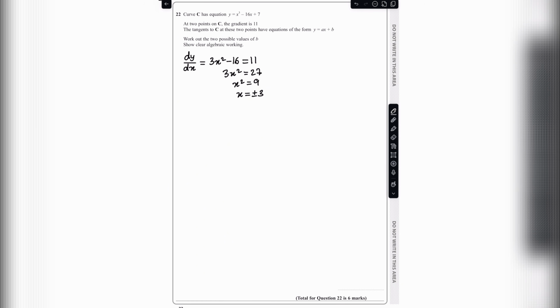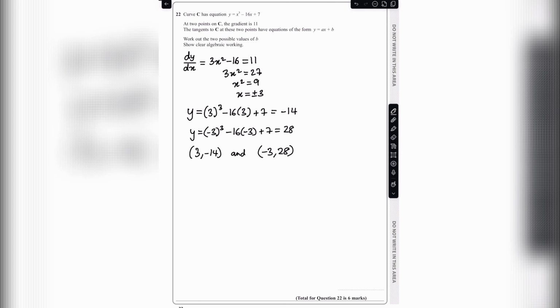So in order to determine their corresponding y values, we need to substitute these values of x into the equation of our curve C. And so when x equals 3, y equals minus 14. And when x equals minus 3, y equals 28. And in order to determine the value of b, we can substitute these coordinates into the equation of our straight line y equals ax plus b.